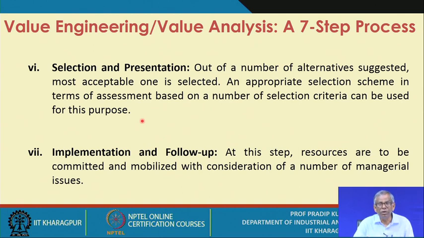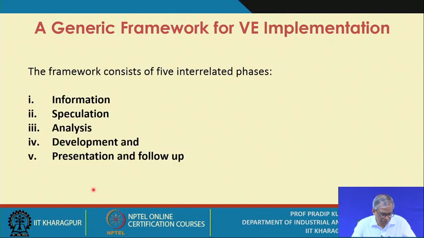That means you expect a good return out of this project. You check whether you are actually getting this return or not, and if not, what the possible reasons are, and whether you are able to handle or eliminate those reasons properly, so that an increasing return from the project is guaranteed. At this step, resources are to be committed, many kinds of resources, and mobilized with consideration of a number of managerial issues. So these are the 7 steps.